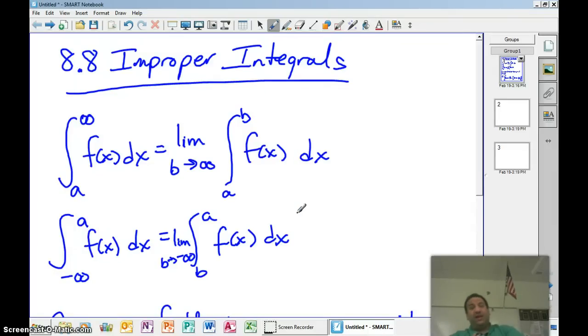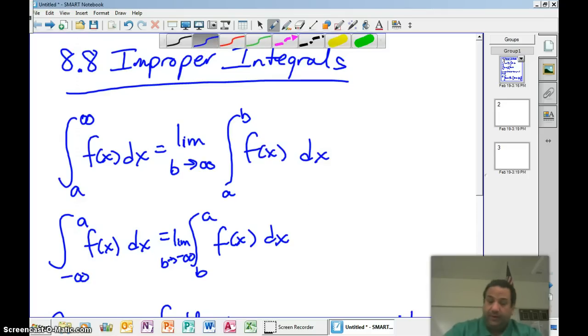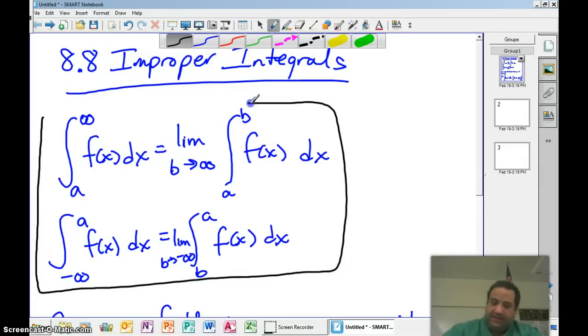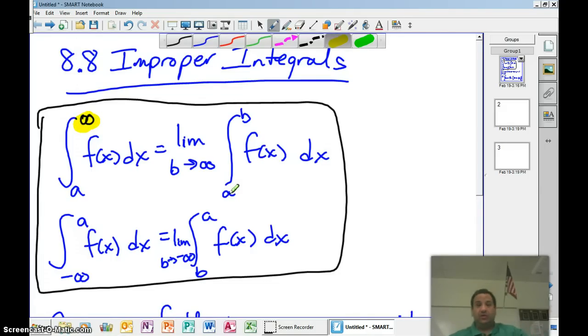Last section in chapter 8 is improper integrals. These are integrals that have infinity as their limits of integration. So instead of integrating to infinity, we put a limit here as b goes to infinity, and we put a b here. That's all. Same thing here with negative infinity. We'll put some type of variable there, and we'll go to negative infinity.